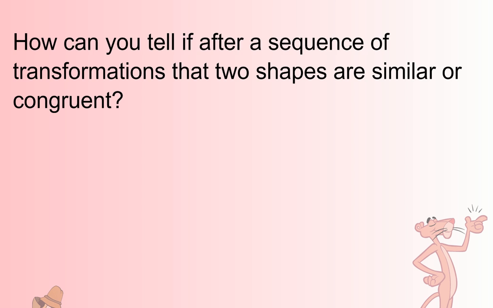So how can you tell if after a sequence of transformations that two shapes are similar or congruent? So what's the difference between similar and congruent? I guess is what this question is really asking. So similar shapes are two shapes that are the same shape but a different size. So similar figures happen if a dilation took place. Congruent figures happen if there was no dilation, if it was just those rigid transformations.